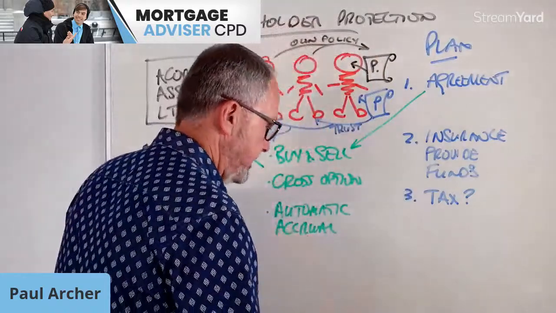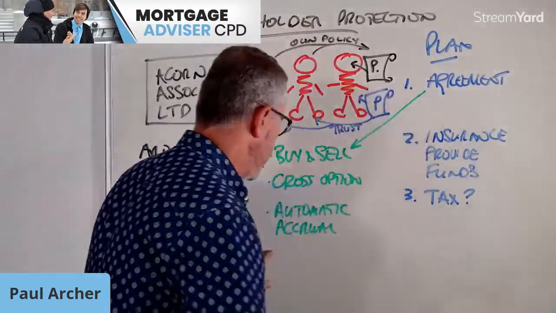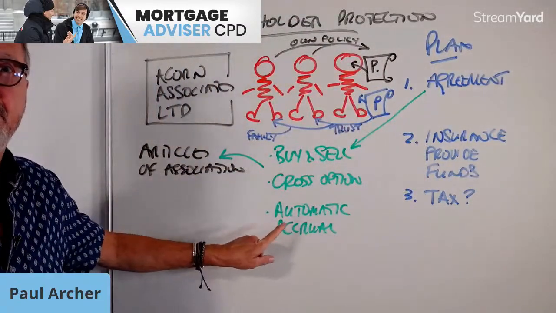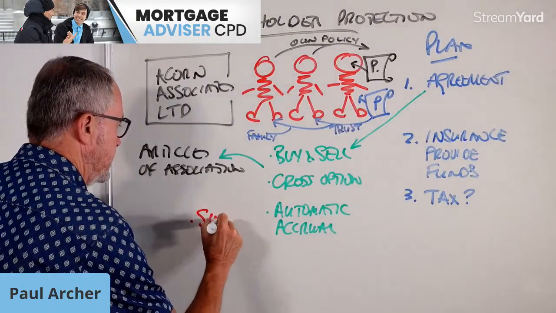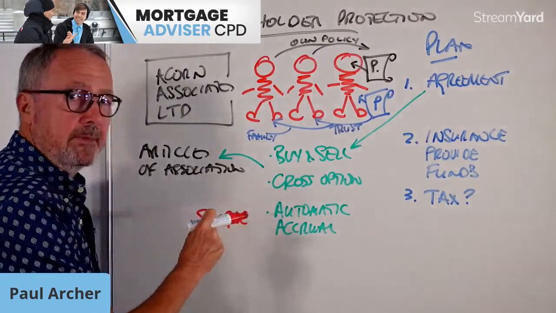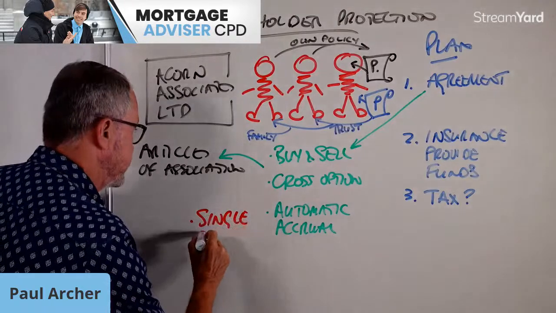So let's put this one down here for you. We'll squeeze this one in red. Can we squeeze that down there for you? Just about. I'll pop it over here for you. A single option agreement.